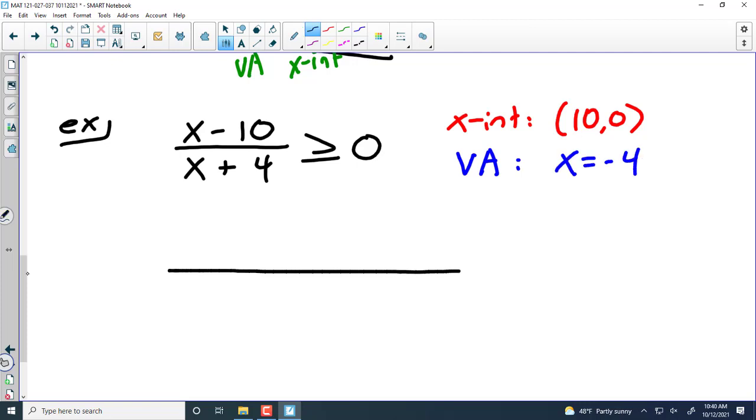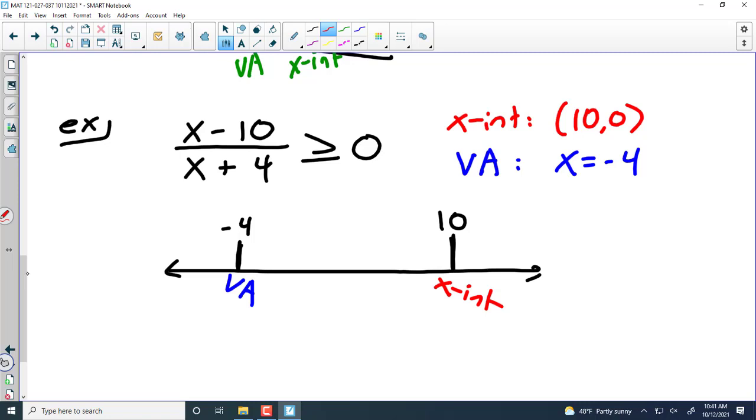So when we make our number line for this one, and I mark on it 10, and I mark on it -4, it is a good idea for me to note to myself that -4 is a place where we might switch from above to below or below to above, because it's a vertical asymptote. And 10 is an x-intercept. Then it's just a matter of picking sample numbers.